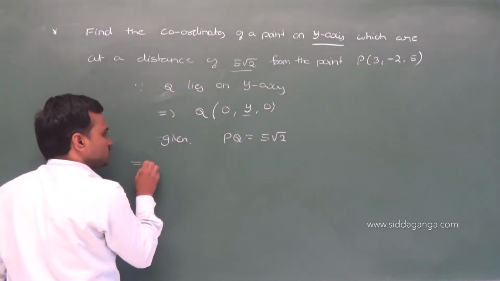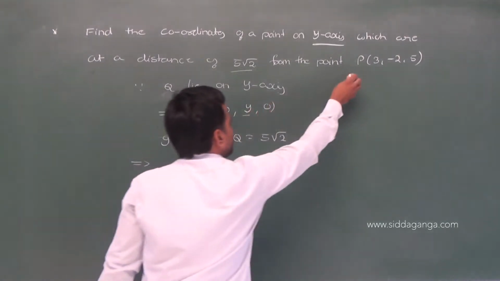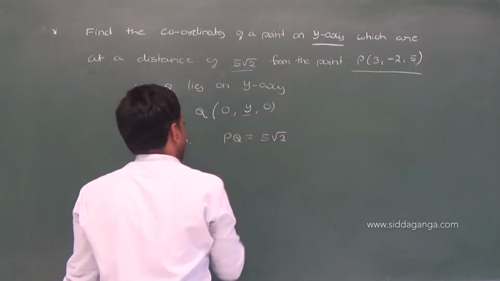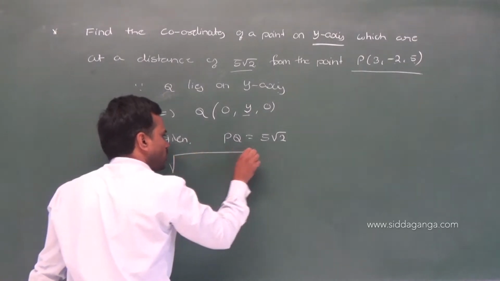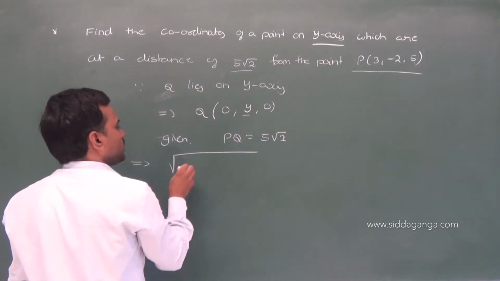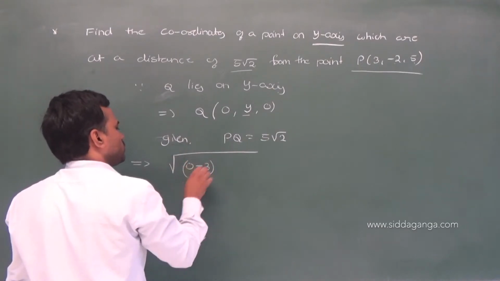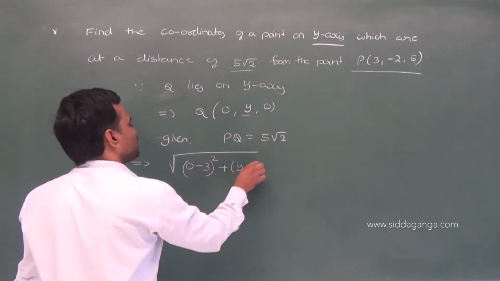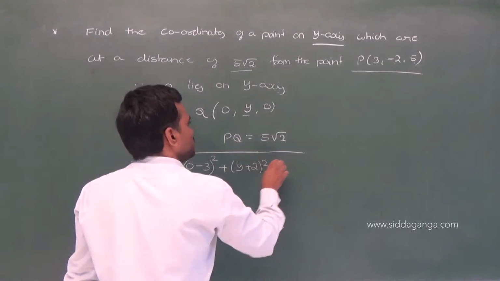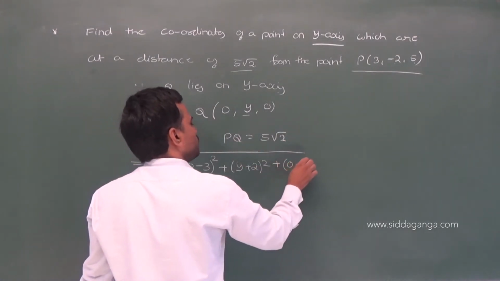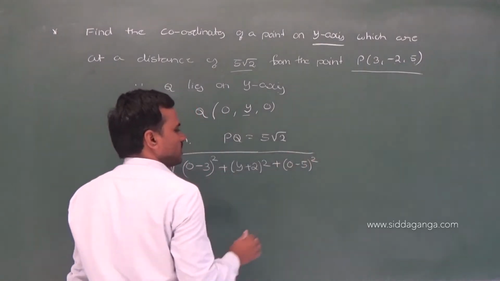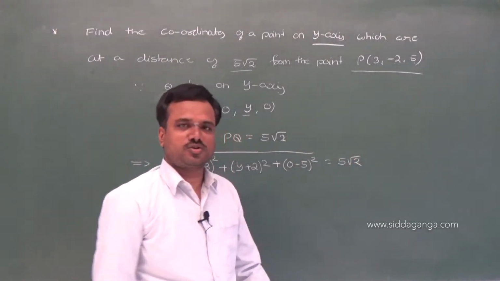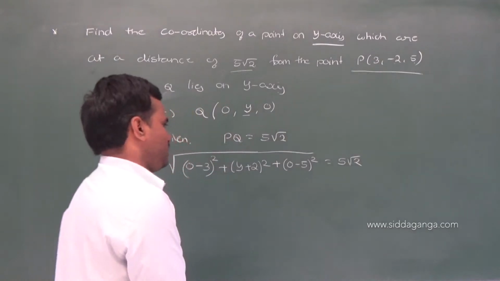That implies using the distance formula. P point here is given as (3, -2, 5), and Q point is (0, y, 0). PQ distance formula: square root of (x2 minus x1) whole square, (0 minus 3) whole square, plus (y2 minus y1) whole square, (y minus of minus 2) whole square, plus (z2 minus z1) whole square, (0 minus 5) whole square, is equal to 5 root 2. Then how to solve this one?